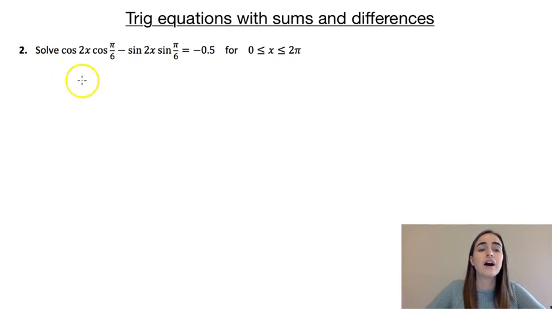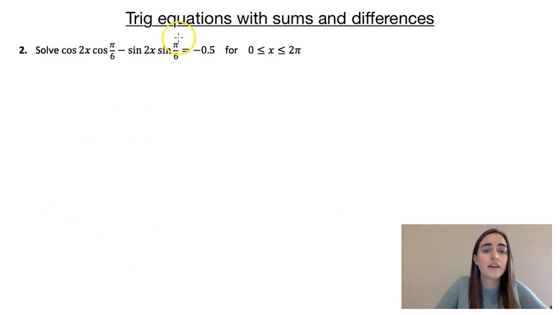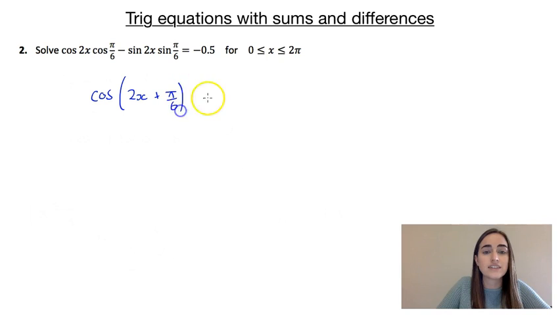Our second example asks us to solve cos 2x cos pi on 6 minus sine 2x sine pi on 6 equals minus 0.5 in that same domain of 0 to 2 pi. Now if you have a look at the left-hand side of that equation, you should be able to recognize it as the expansion of a cos angle sum. So we could rewrite that as cos of 2x plus pi on 6 is equal to minus 0.5. So that's our angle sum. If we were to expand this out, we'd get that.